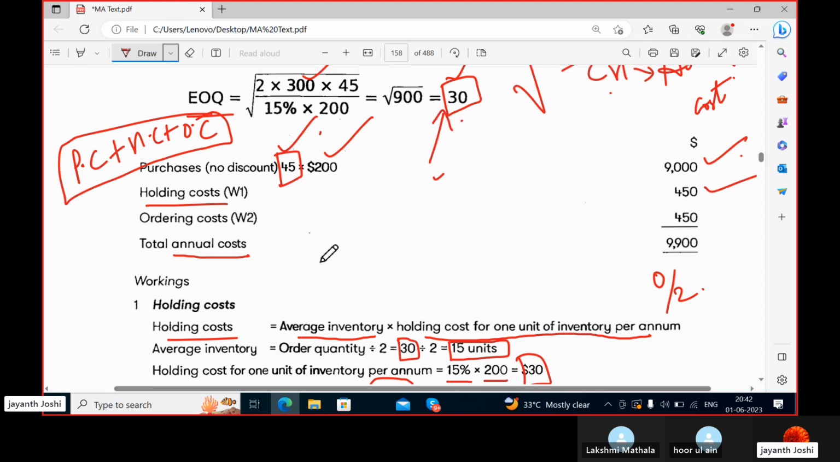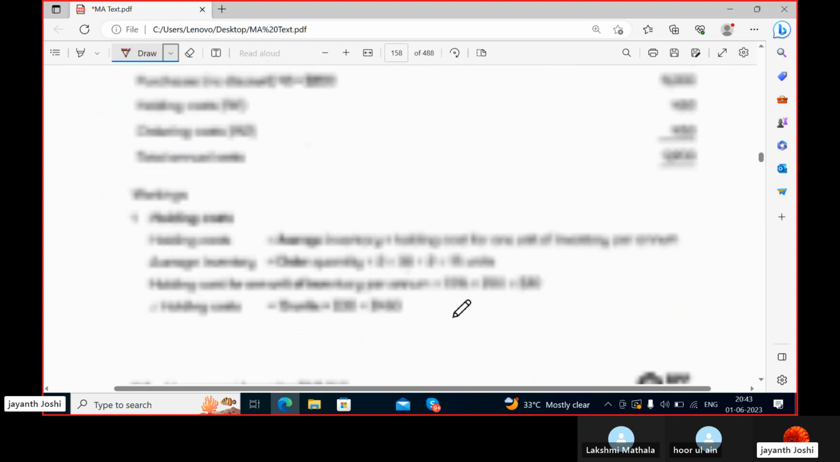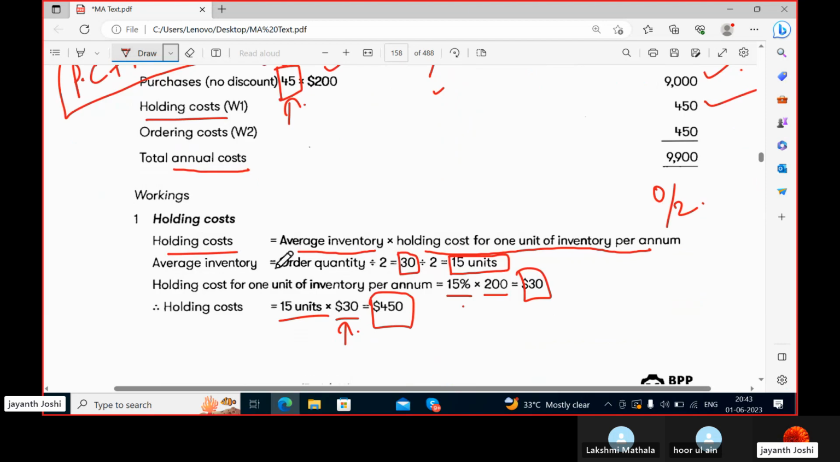Now you will be confused. Sir, here we took 45 units. This is the annual demand you have. But in the first scenario you always want to maintain your inventory levels at EOQ. So what we are doing is the average inventory we are finding out is based upon the EOQ. You want to hold this quantity.